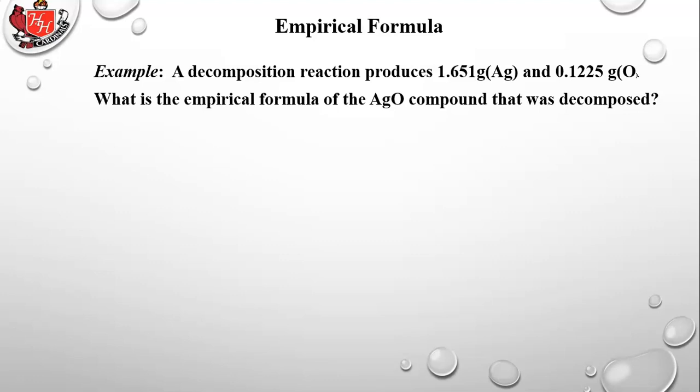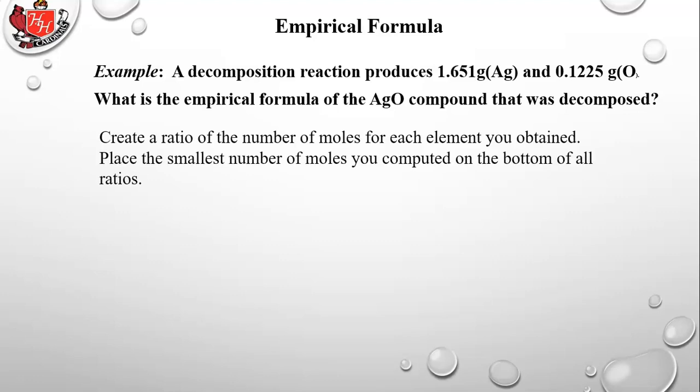All right, so there's the same question right there. Create a ratio of the number of moles for each element you obtained. Place the smallest number of moles you computed on the bottom of the ratios. So you'll see where this is going in a minute. For silver, we figured that we had 0.0153 moles of silver, and we had 0.0077 moles of oxygen. Of those two numbers, the oxygen number is the smallest, so we put that on the bottom of that ratio.